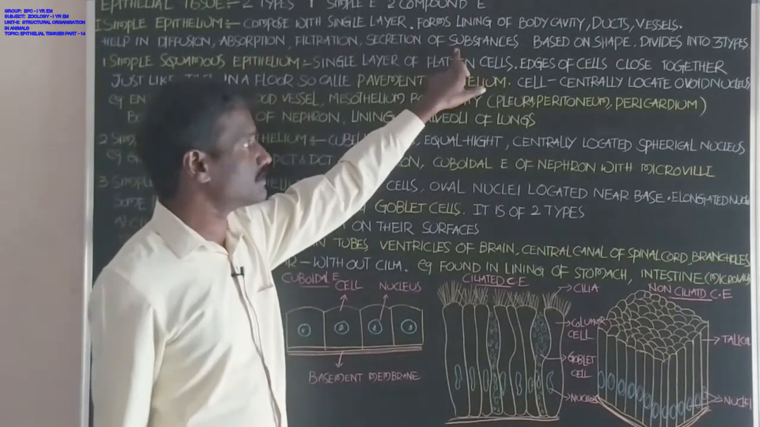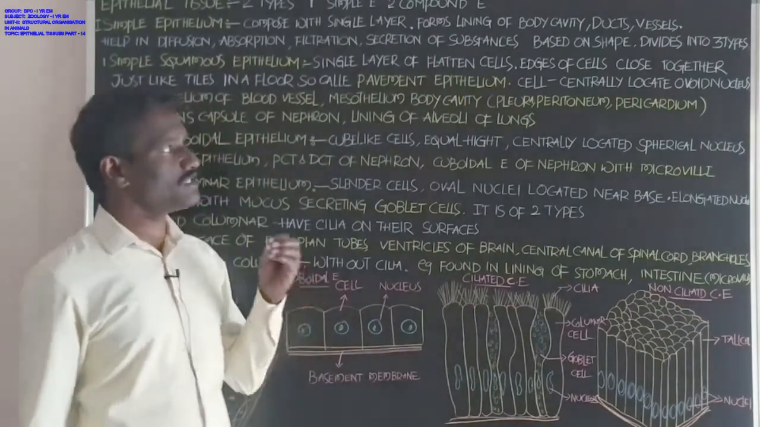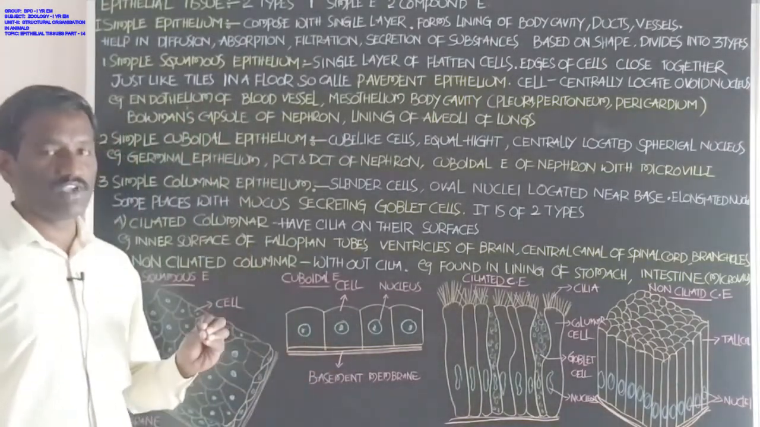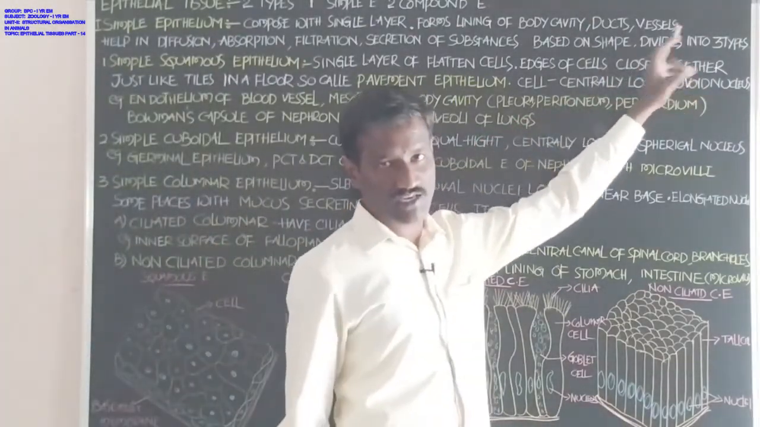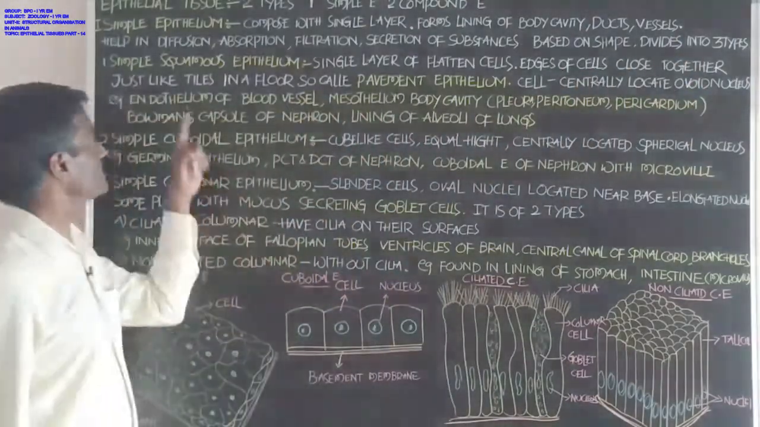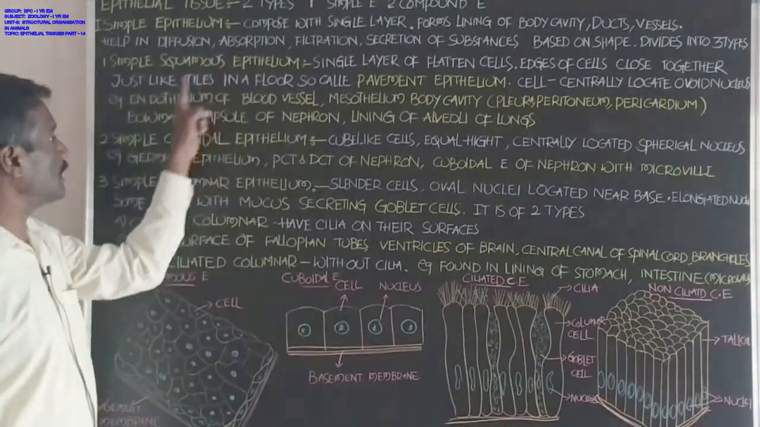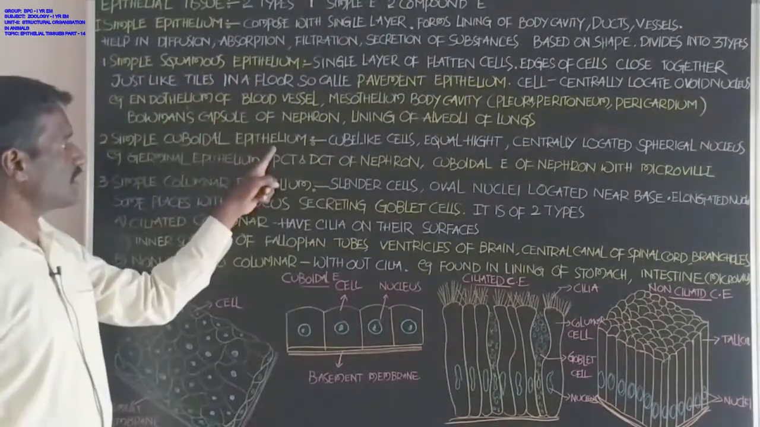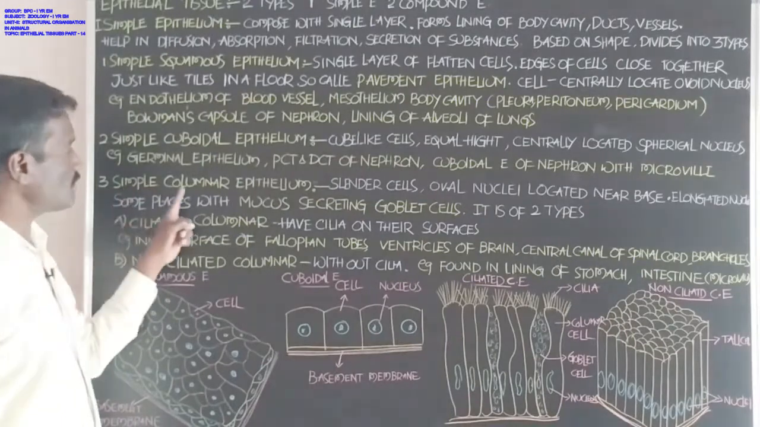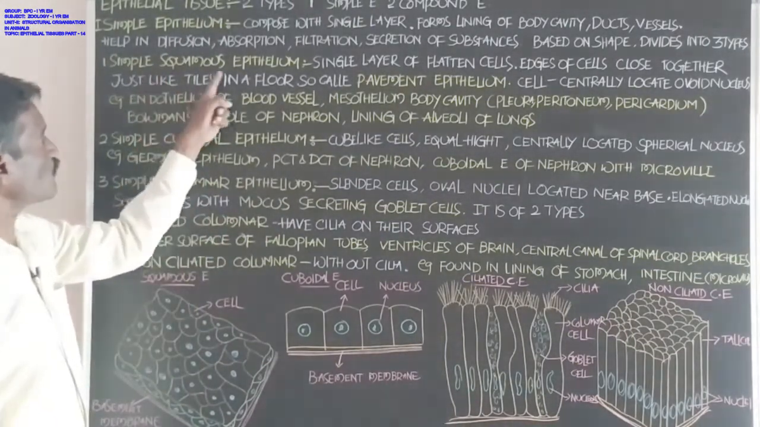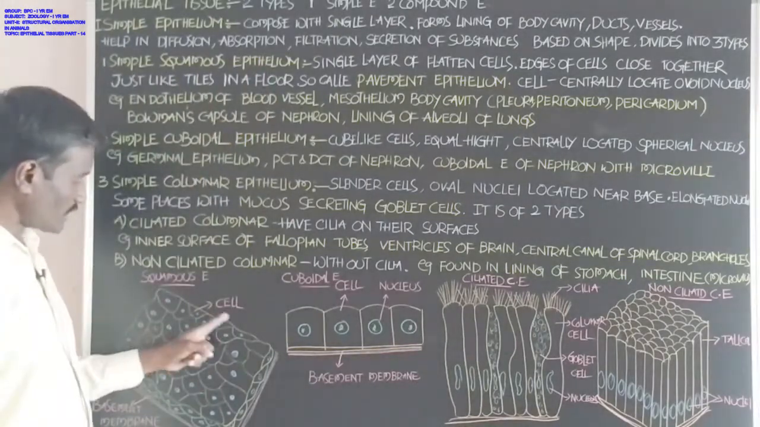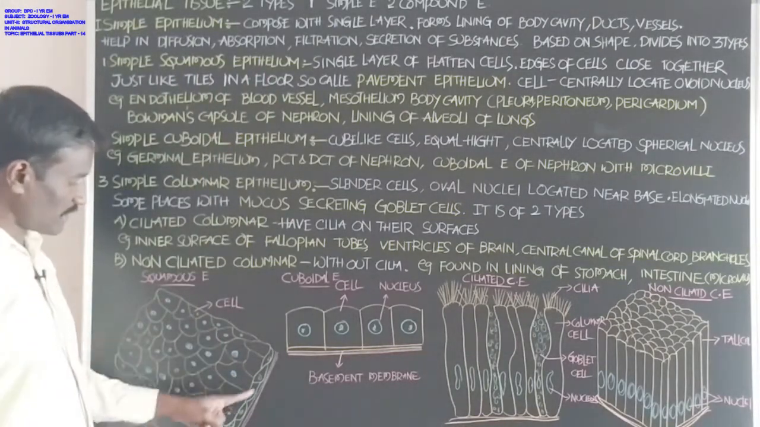Next, based on the shape, simple epithelium is divided into three types. The first one is simple squamous epithelium, the second one is simple cuboidal epithelium, and the third one is simple columnar epithelium. Now, what about the first one, simple squamous epithelium?